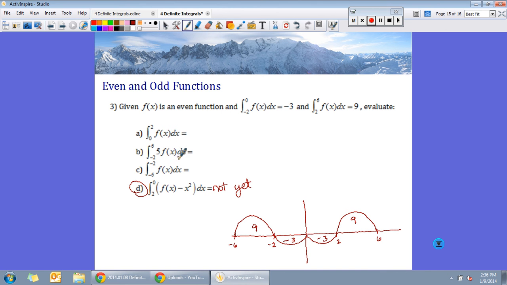So we can easily answer the first question from 0 to 2. The answer, that area, is -3. For part B, we have to remember to multiply by that scalar 5. So we're going to have 5 times -3 plus -3 plus 9, which of course is just 3, so we get 5 times 3, which is 15. And then that last area from -6 to -2, we get an area equal to 9.